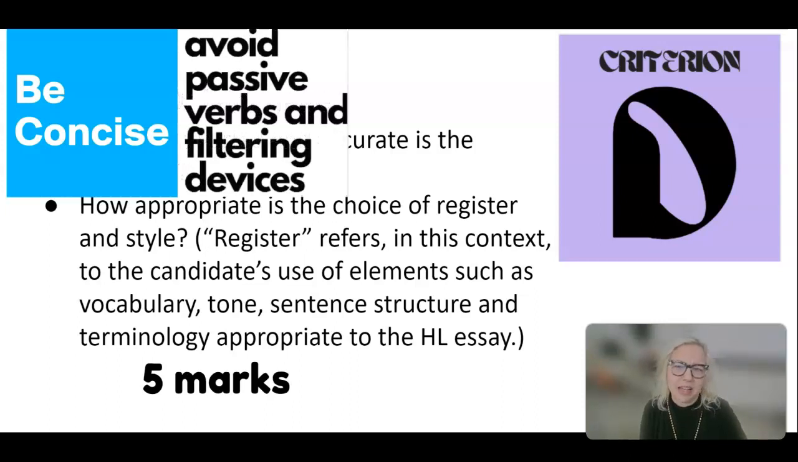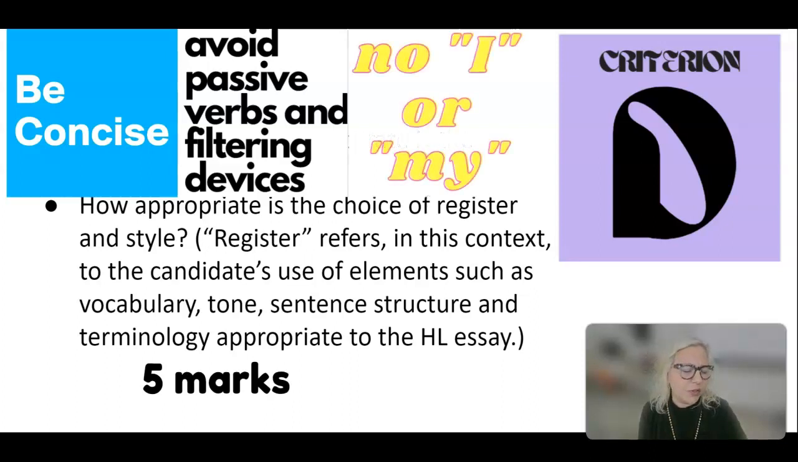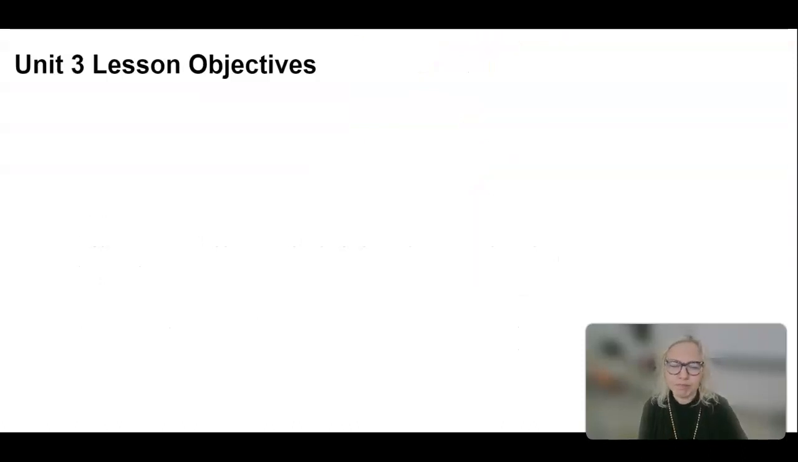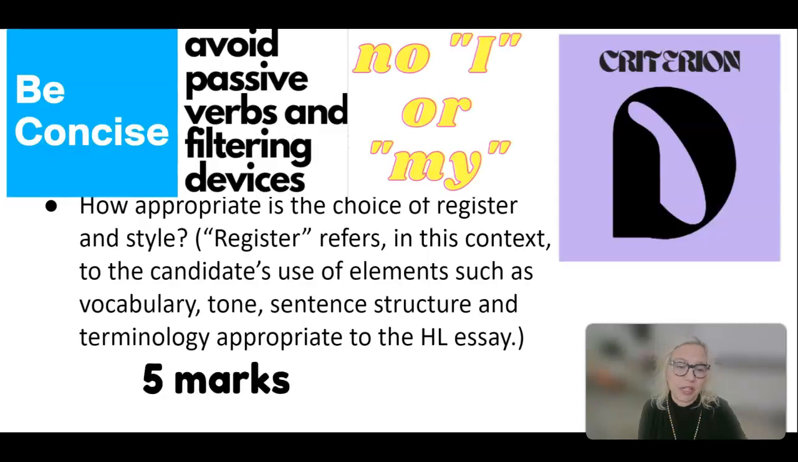You want to avoid passive verbs and filtering devices. I'll talk to you more about that as we go on. You want to avoid personal pronouns like I, me, or mine. All right, so those are the keys. The 4 criteria. The new ones are C and D, right? And we'll talk more about them in further lessons.